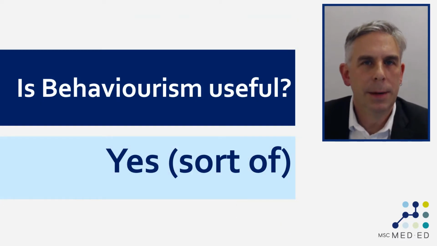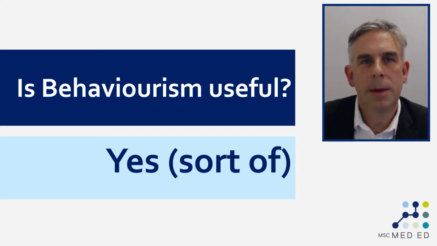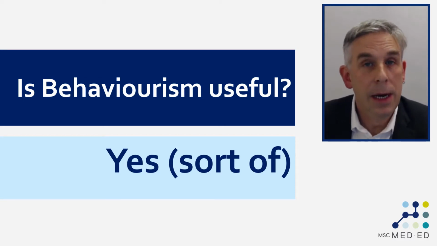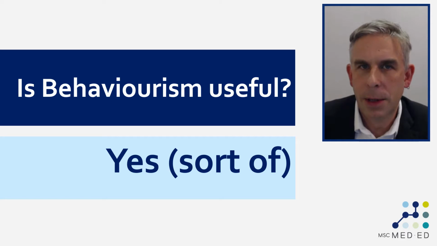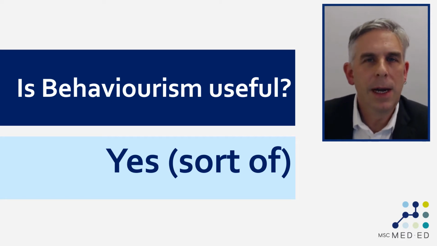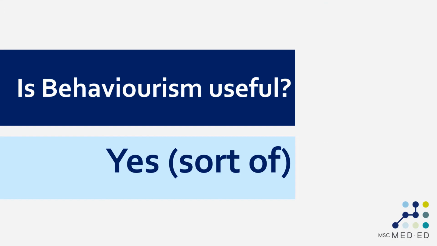When it comes to then trying to understand whether behaviorism is useful, if we stick to the pure representation of behaviorism as described in some of Skinner's texts in terms of learning outcomes, in terms of Miller's pyramid, then yes, it probably is useful. Not least because behaviorism is all about what we can observe and what we can measure. Those are very useful principles to stick to when trying to describe teaching.